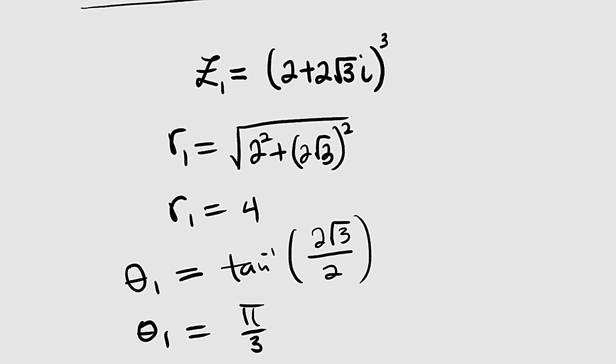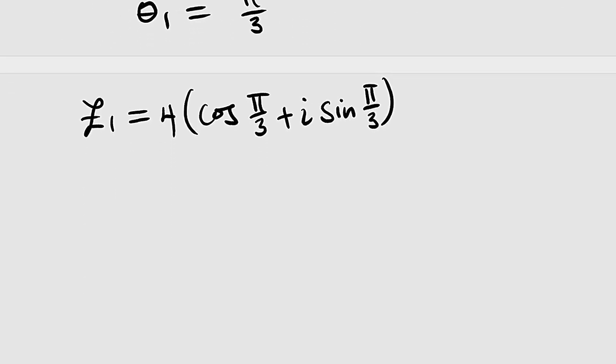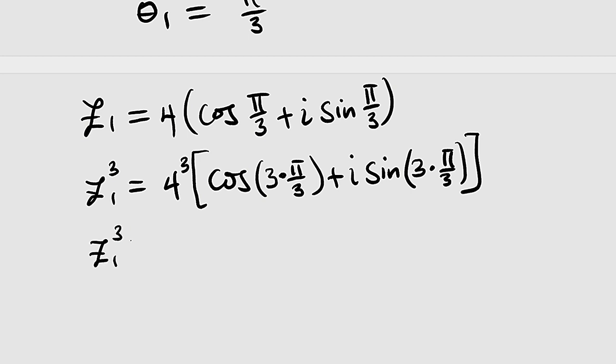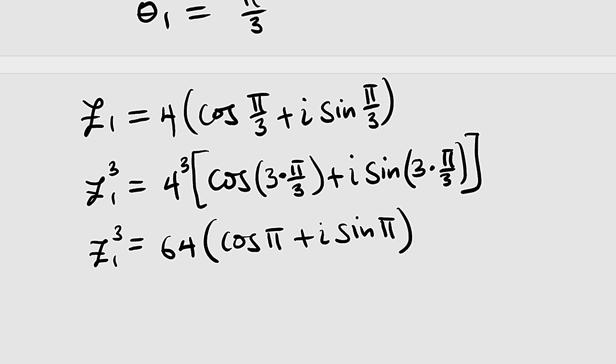But remember, our complex number is to which power? To the power of 3. Therefore, z1 to the power of 3 will be equal to 4 to the power of 3. Then multiply by cosine of what? 3 multiplied by pi divided by 3. Then plus i sine of what? 3 multiplied by pi divided by 3. So z1 to the power of 3 is equal to 4 to the power of 3, which is 64. Then multiply by cosine of pi, because 3 will cancel 3, plus i sine of pi. So we're done with the first complex number.